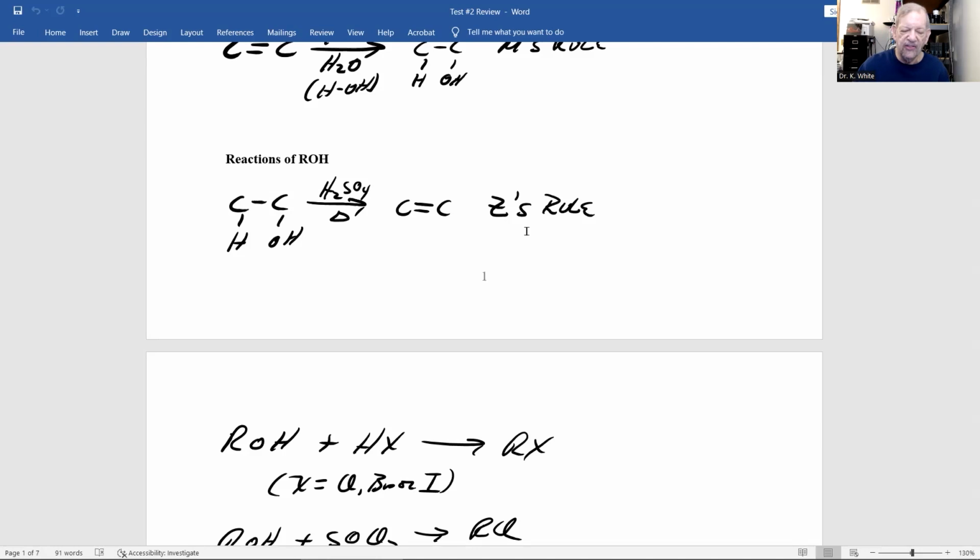Again, you get the alkene, if you have a choice between two different ones, that has the most carbon atoms directly bonded to the carbon of the double bond. And let's take a look at an example of that.